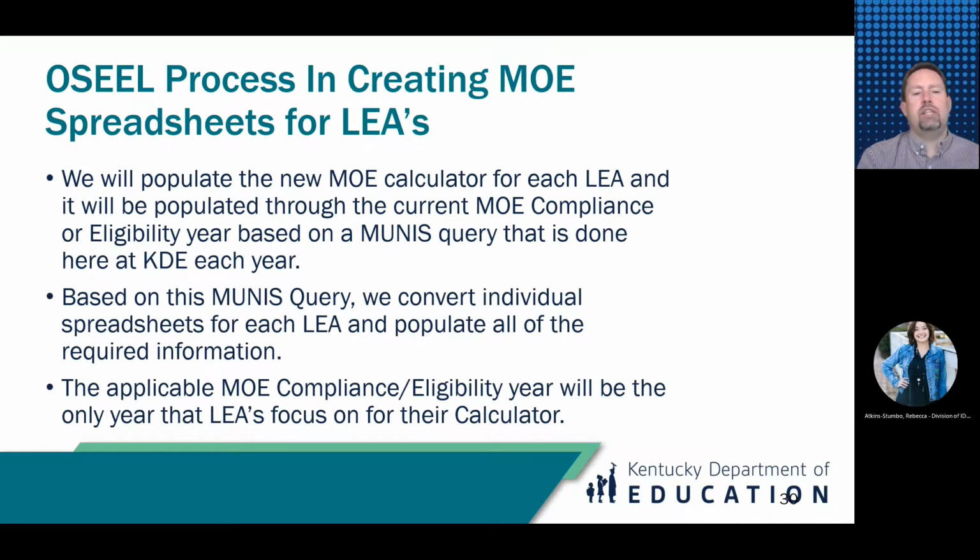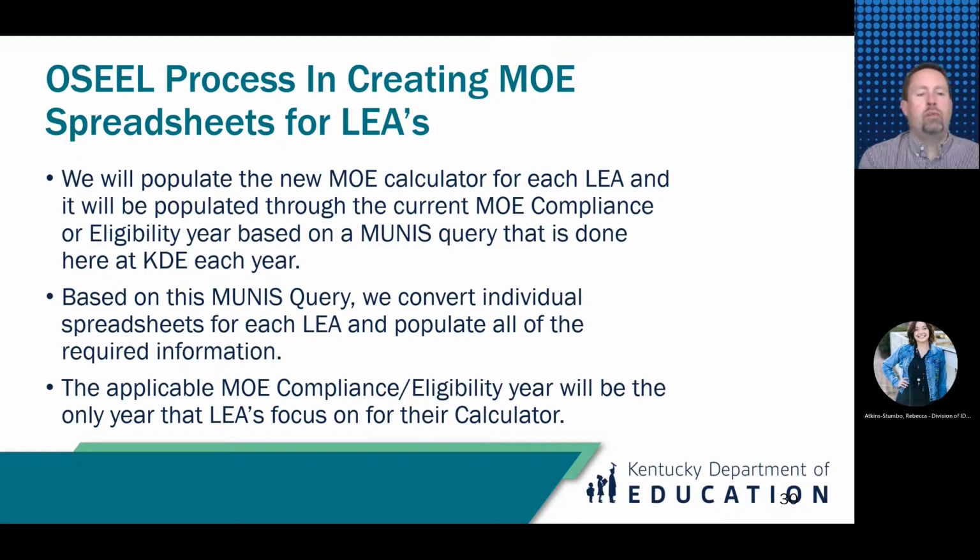As far as the process in creating MOE spreadsheets for all of you districts, we populate it through the current MOE compliance year based on that Munis query that I spoke of earlier, and we convert the individual spreadsheets and populate all the required information. The applicable compliance eligibility year would be the only year that you have to focus on for your calculator. So there's not a whole lot in your calculator that you actually have to go in and enter, because we populate all of that information for you. Really, the only things that you have to go in and enter yourselves once you receive it are exceptions, if you have them, on the orange tab.